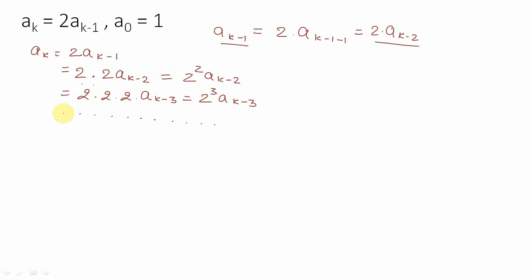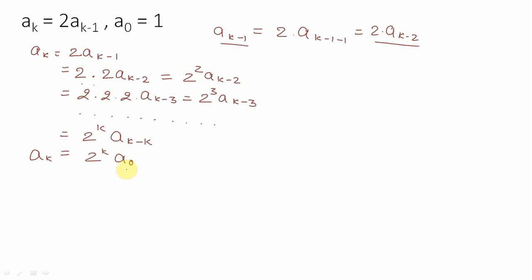So finally, as I go on solving ak minus 3, then ak minus 4, ak minus 5, and so on, I can write it as 2 to the power k when I go up to k terms. When I solve up to k terms, this becomes 2 to the power k ak minus k. And what is ak minus k? It is a0. So ak is equal to 2 to the power k a0.